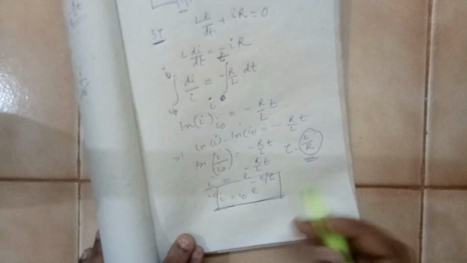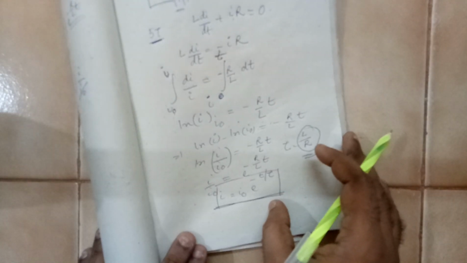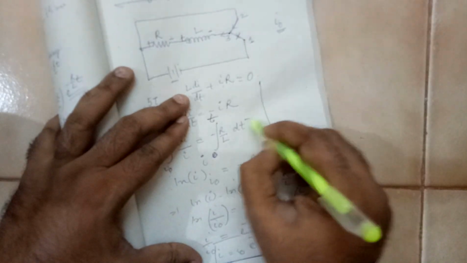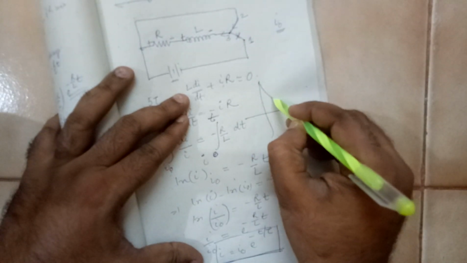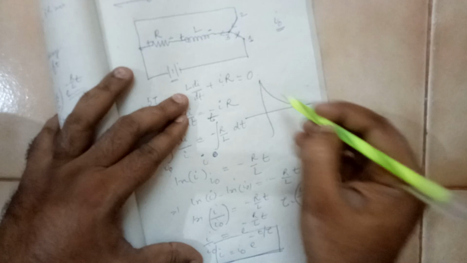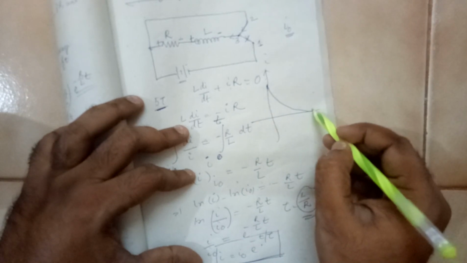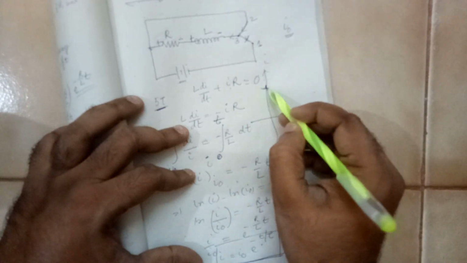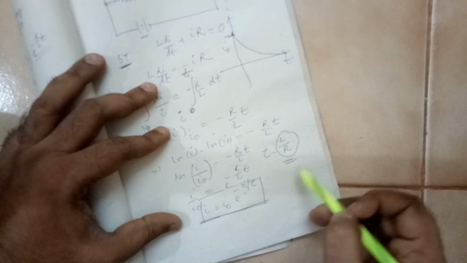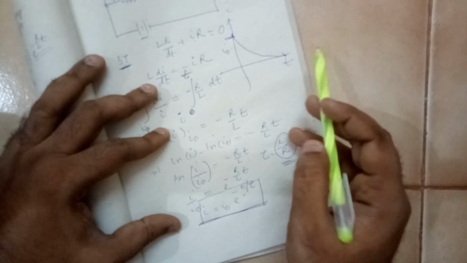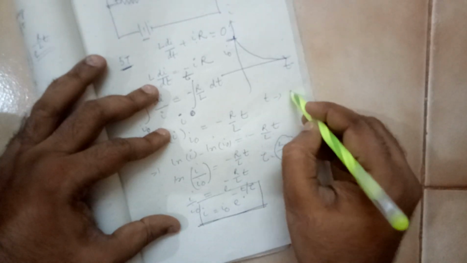You can very well see this is an exponentially decreasing variation. If you plot the graph, it will look something like this. At t equal to 0, this is my current axis, this is my time axis. The initial value will be I0, and over a period of time this I0 will gradually decrease to the value of 0 at t tending to infinity.